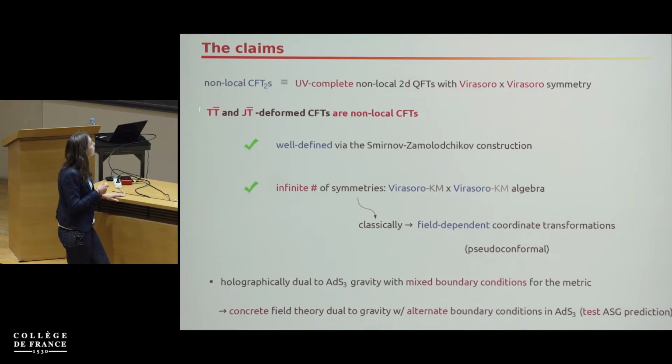On the holography side, it turns out that these theories are holographically dual to AdS3 gravity with mixed boundary conditions for the metric. They basically provide a concrete field theory dual to gravity. So gravity with alternate boundary conditions in AdS3 has been very much studied. But here the novelty is that you have an independent definition of the field theory. You can derive the boundary conditions for the gravity theory. And so you can actually test the asymptotic symmetry group predictions between the two sides.